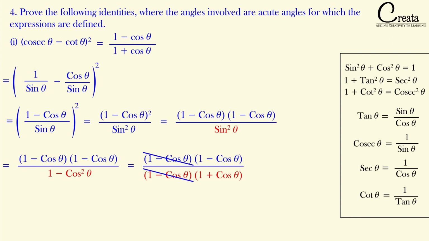Here 1 minus cos theta in the numerator and denominator will cancel out. We get the expression as (1 minus cos theta) upon (1 plus cos theta). That is the right hand side. So we have proved left hand side is equal to right hand side.